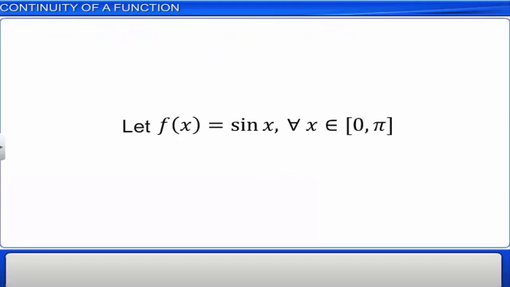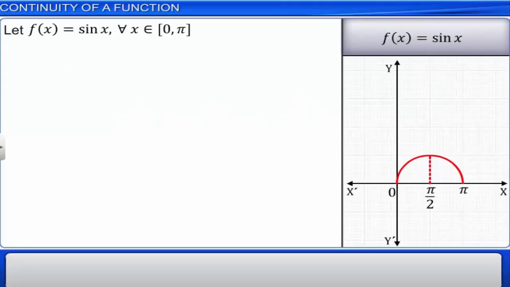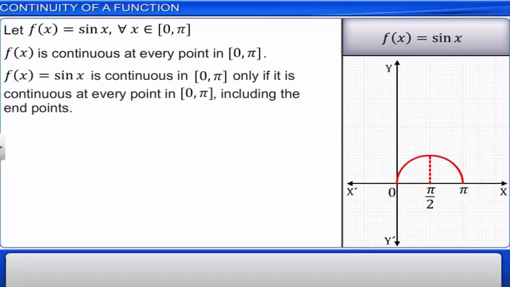Let's now check the continuity of the function f of x is equal to sin x in the closed interval 0, pi. The graph of the function in the closed interval is shown. It is clear from the graph that the function is continuous at every point that lies between 0 and pi. However, if we say that function f of x is equal to sin x is continuous in the closed interval 0, pi, then we need to show that it is continuous at every point in that closed interval.